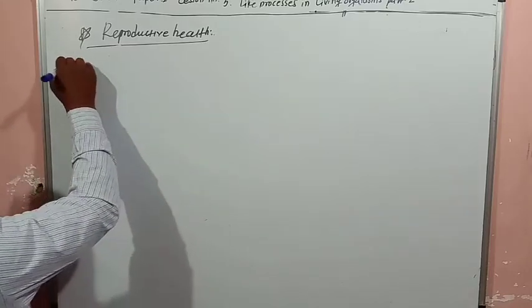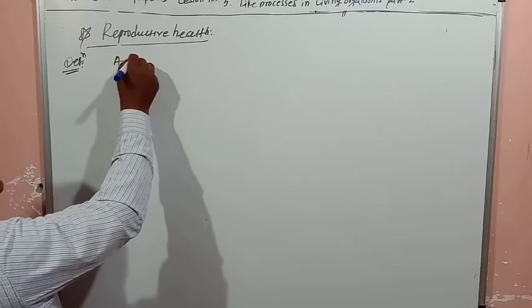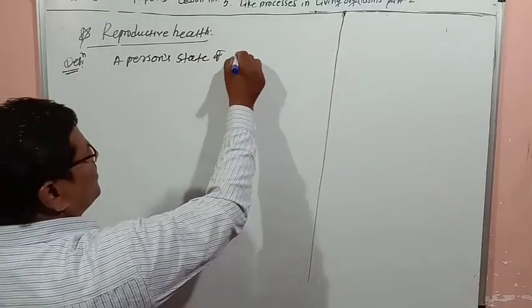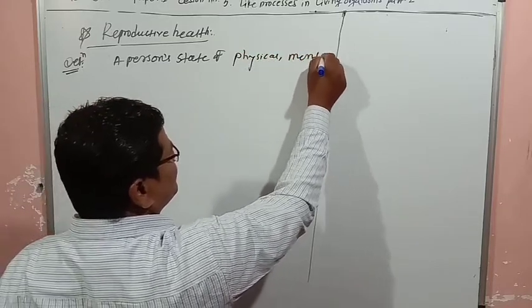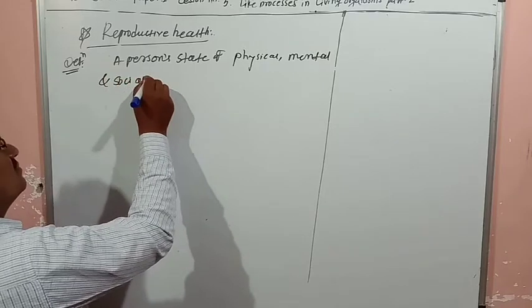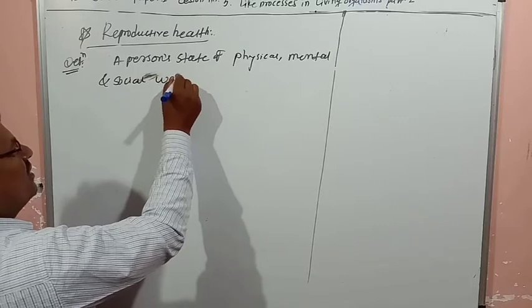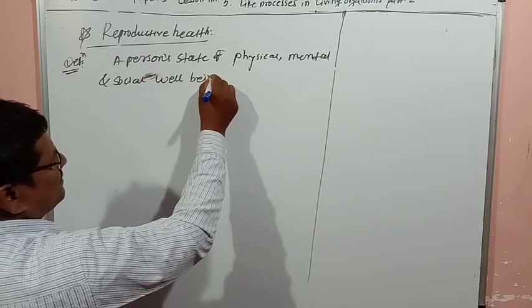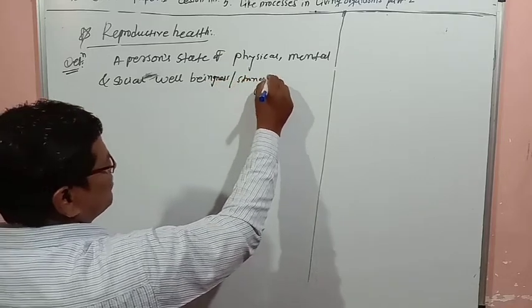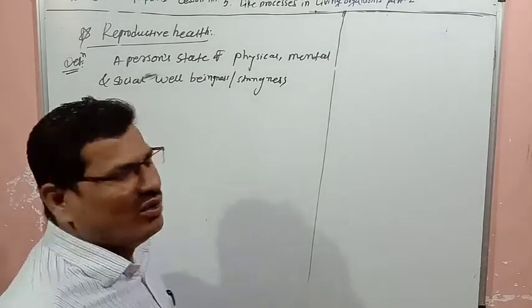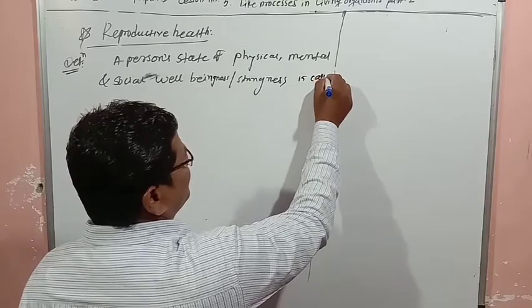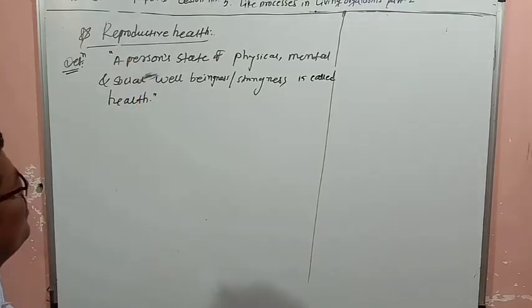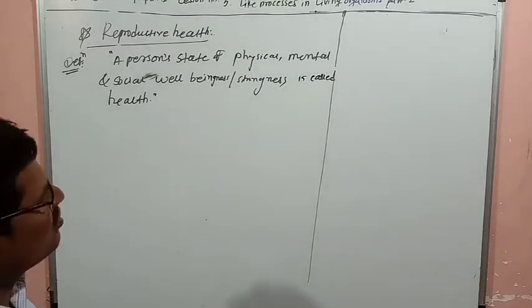So I will write the definition. A person's state of physical, mental and social well-being, or strongness, is called health.